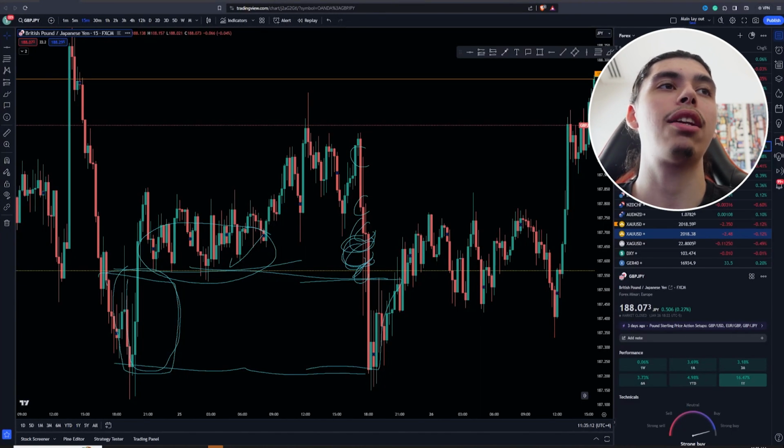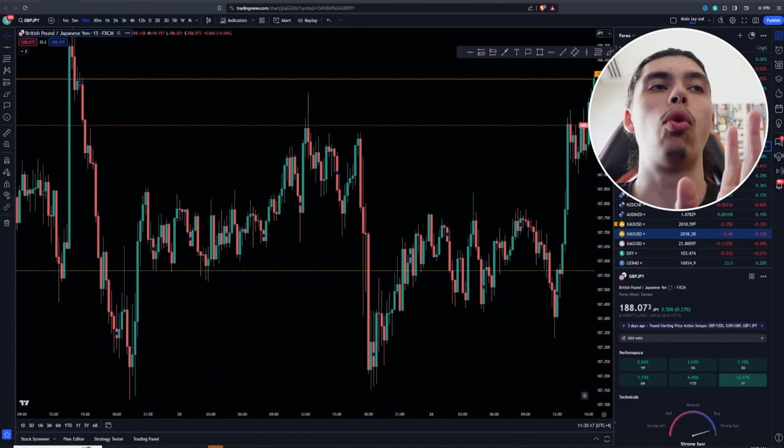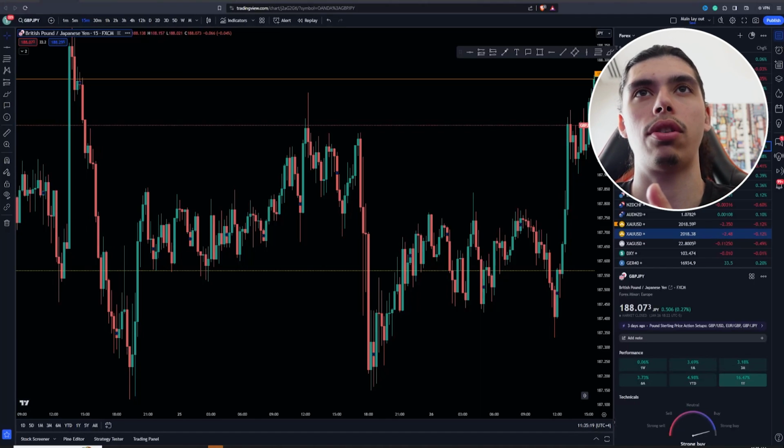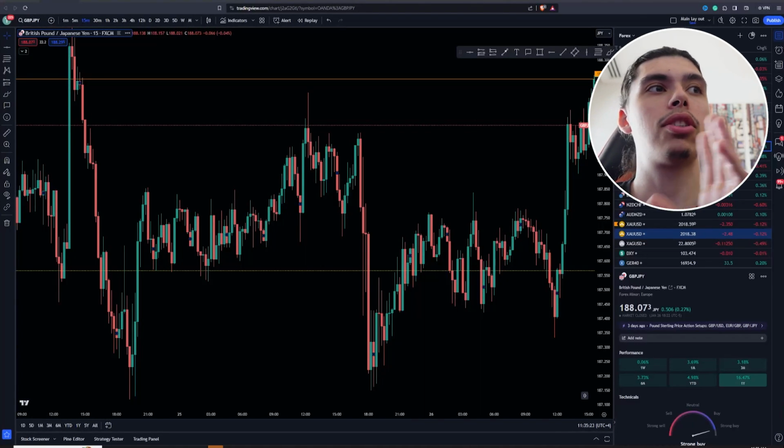Now, it's not as simple as that. You find an LTA, you take a trade. That's what people think. No. This is only a small part of the trading strategy. It is a huge part. I would say it's one of the most important parts, but it's not everything.